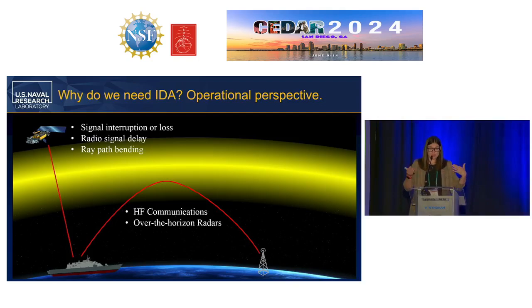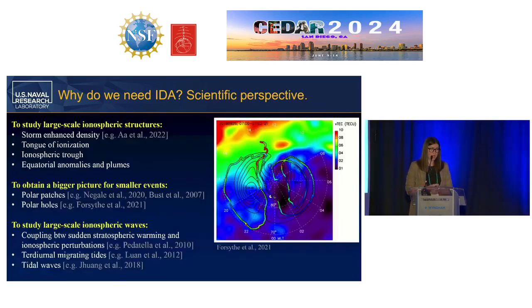To establish those communication links between, let's say, one ship and the next one, we need to know the ionospheric conditions to choose the right frequency of the signal. Plus, over-the-horizon radars also heavily rely on the conditions of the ionosphere. That was the operational reason. Now, scientific perspectives.